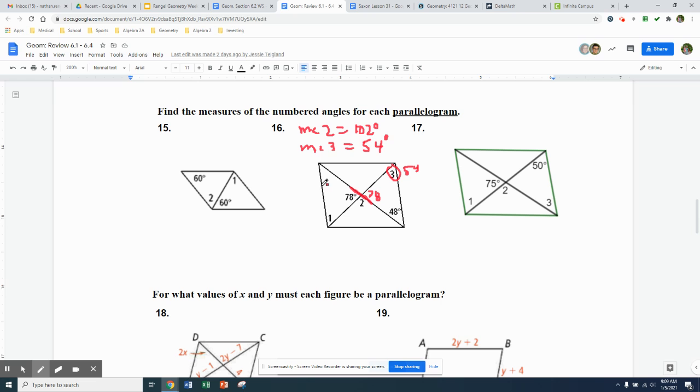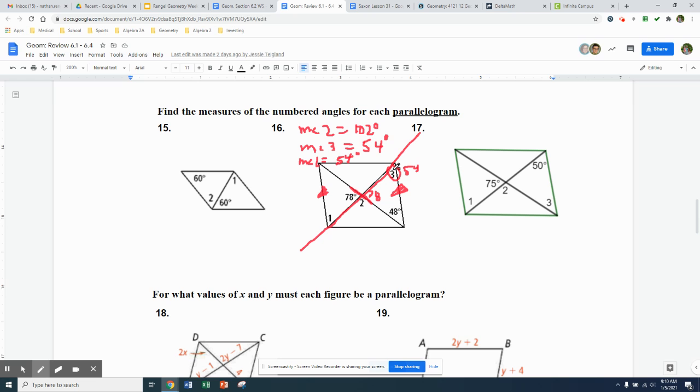Now lastly, parallelograms have parallel lines. So this line is parallel to this line over here, and we have this transversal cutting through, which is what this diagonal would do if we extended it. 3 and 1 are alternate interior angles, so they are the exact same measure. That means angle 1 is also going to be 54 degrees. So angle 2 is 102, angle 3 is 54, and angle 1 is also 54 degrees.